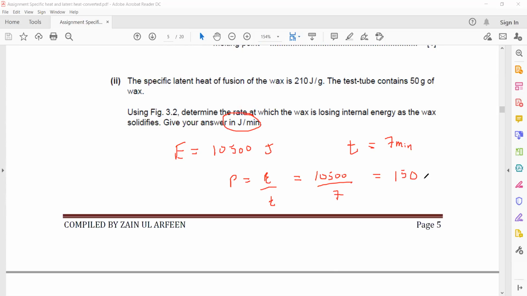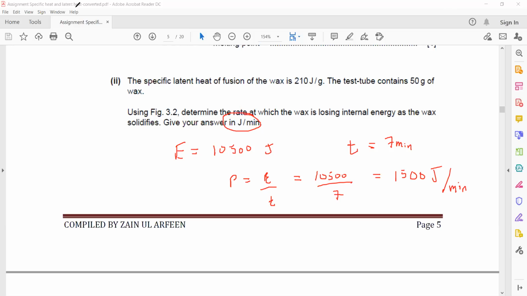So first we got the energy, like how much energy is removed, and then we find how much time it will take to lose that energy or solidify. But in the question, they're asking how much energy is changed every minute. So that's why it is 10,500 divided by 7.